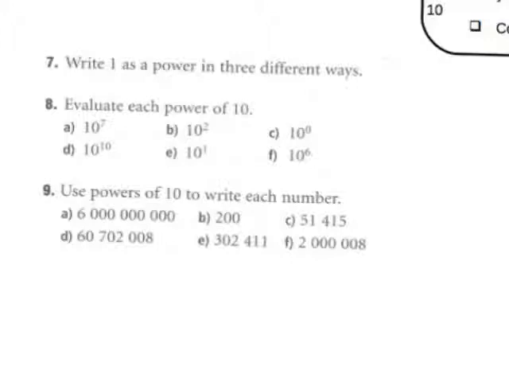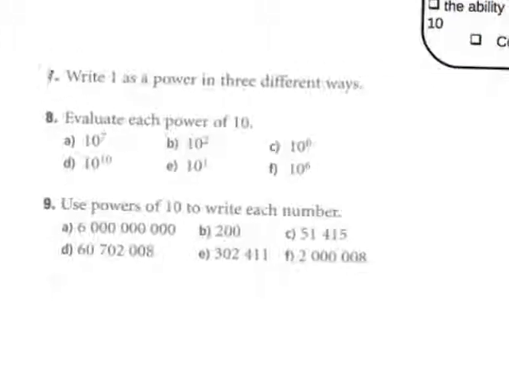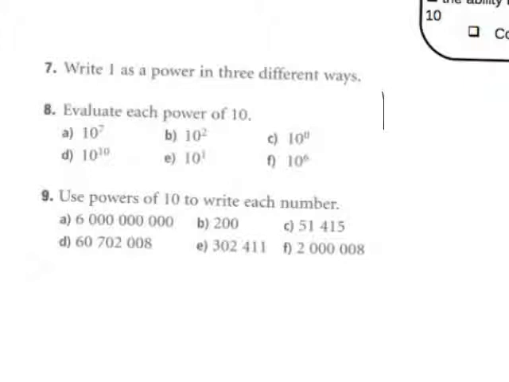The next question, number 7: write the number 1 as a power in 3 different ways. Well, simply you could do 10 to the power of 0, which would give me 1. 7 to the power of 0 would give me 1. 1 to the power of 8 is 1 times 1 times 1, 8 times, which would give me 1, and so on and so on.